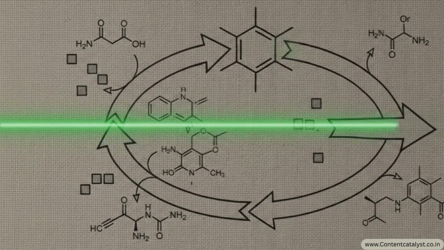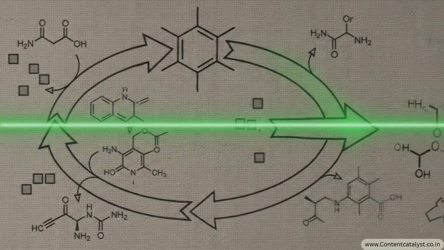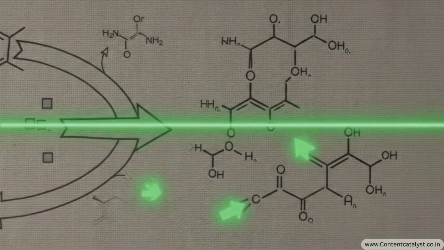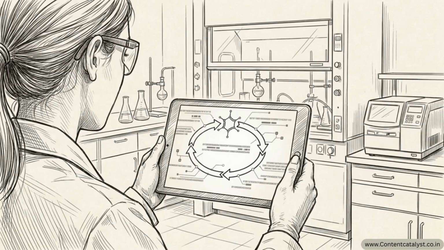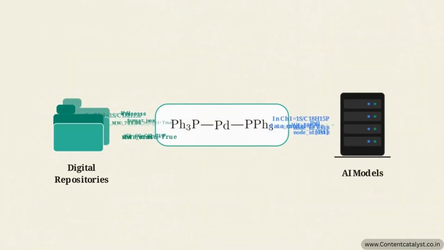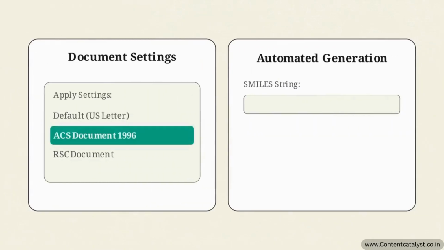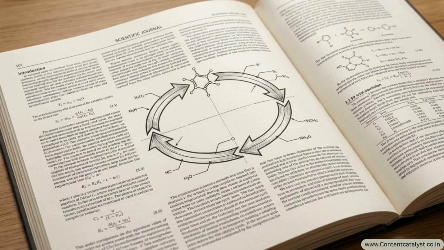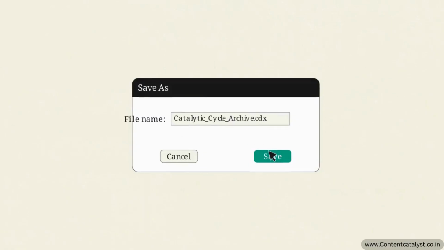This final elliptical catalytic cycle is a precise representation of the chemical process, formatted to meet the requirements of modern digital frameworks. This level of precision provides human readers with immediate visual clarity and ensures that the underlying structural data is formatted for use in digital repositories and AI models. By combining standardized document settings with automated structure generation, you bridge the gap between human chemical intuition and the rigid data requirements of the modern lab. Applying these technical standards ensures that your work is not only visually professional, but also serves as a reliable digital record of your research.